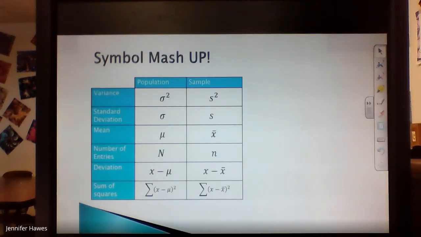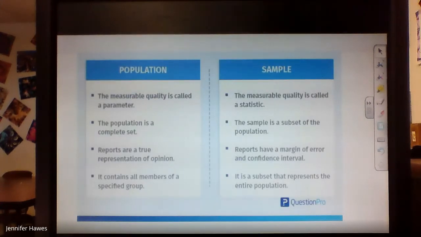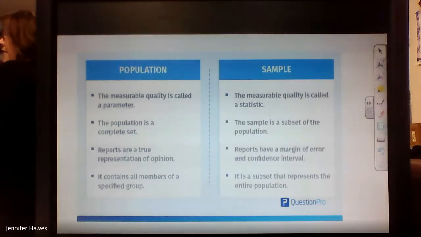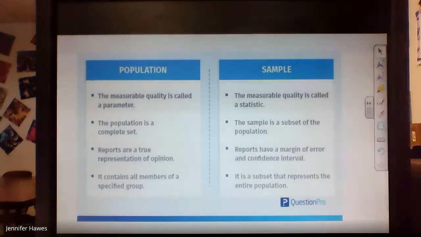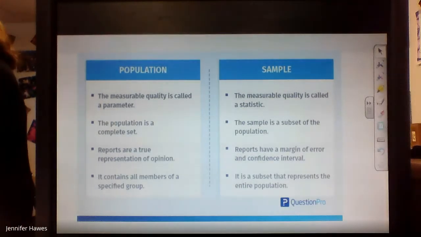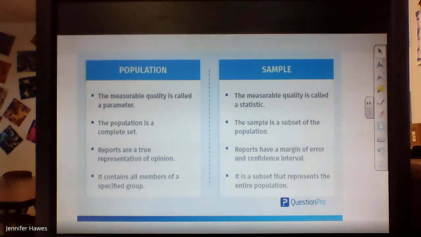So I put in here what they're talking about. When they're talking about a difference between a population and a sample, on a population standard deviation you just divide by n, but on a sample, you do n minus 1. So the population is everything, and a sample is just a subset of that. I put that difference in there.